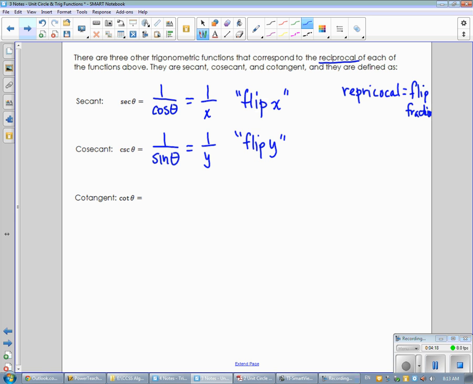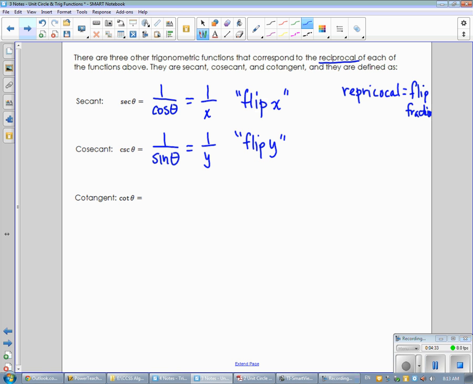And so I think it's illogical the way these functions are named, because you would think that cosine would go with cosecant, but it doesn't. Cosine goes with secant and sine goes with cosecant. So it's a little illogical in terms of the way that they're named.